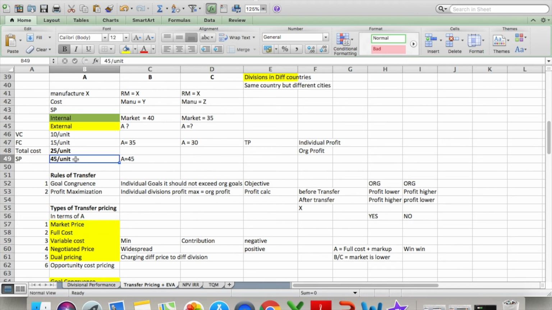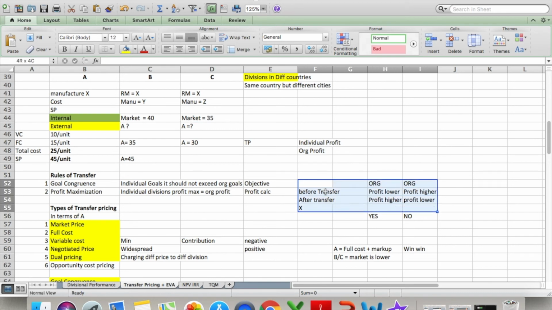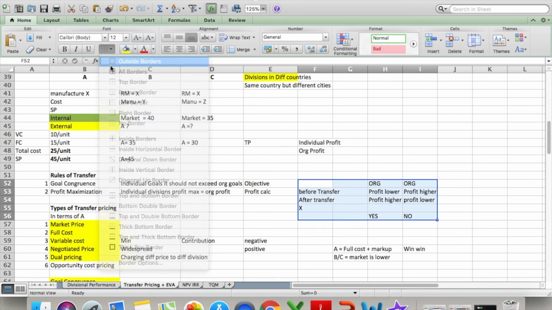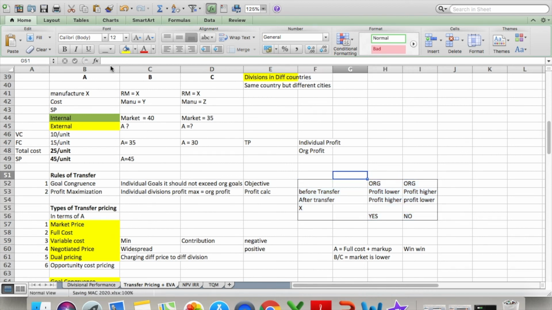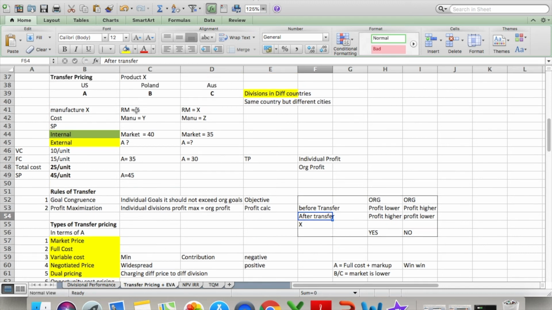So A is selling it at a market price of 45. So it will sell it to B at 45 and C at 45. But in this case, what I'm seeing is that the overall organization profits are going to fall, because as we will compare it with the before transfer, again this rule applies here. So we have to be very careful what transfer price policy should be devised by the organization. So what the organization does is it creates a before transfer price profit and an after transfer price profit. That is exactly what your examiner is going to ask you to do.